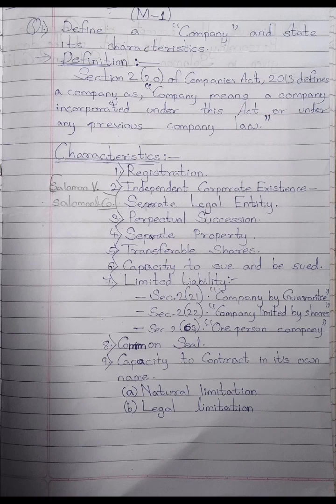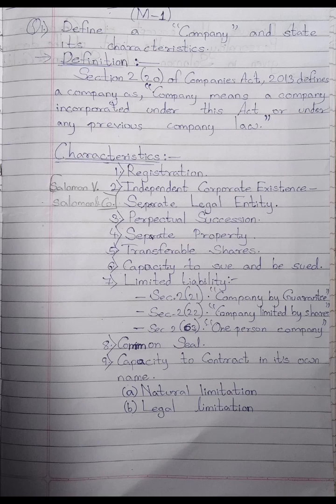Now we are going to discuss characteristics of company. So point number 1, registration is compulsory under the Act of 2013. There are some exceptions of registration. First, a Hindu undivided family carrying on any business, or second, an association or partnership if it is formed by professionals who are governed by special Acts.